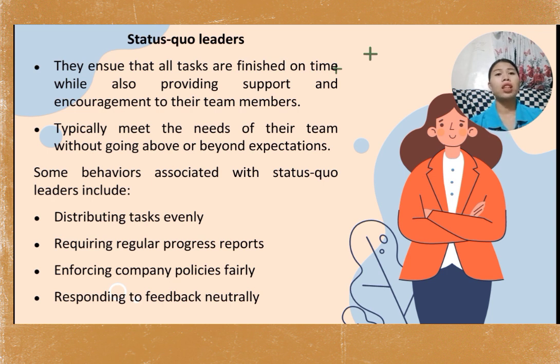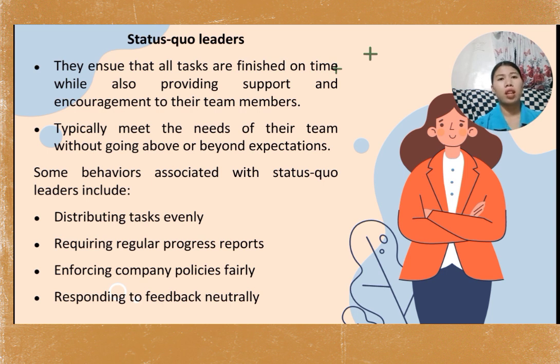Status quo leaders typically meet the needs of their team without going above or beyond expectations. So a status quo leader doesn't need to pressure their team members. Their expectation is neutral, not above and not beyond. They make an effort to prioritize both productivity and employee satisfaction. So they want to be productive, but the satisfaction of their employees is also there.